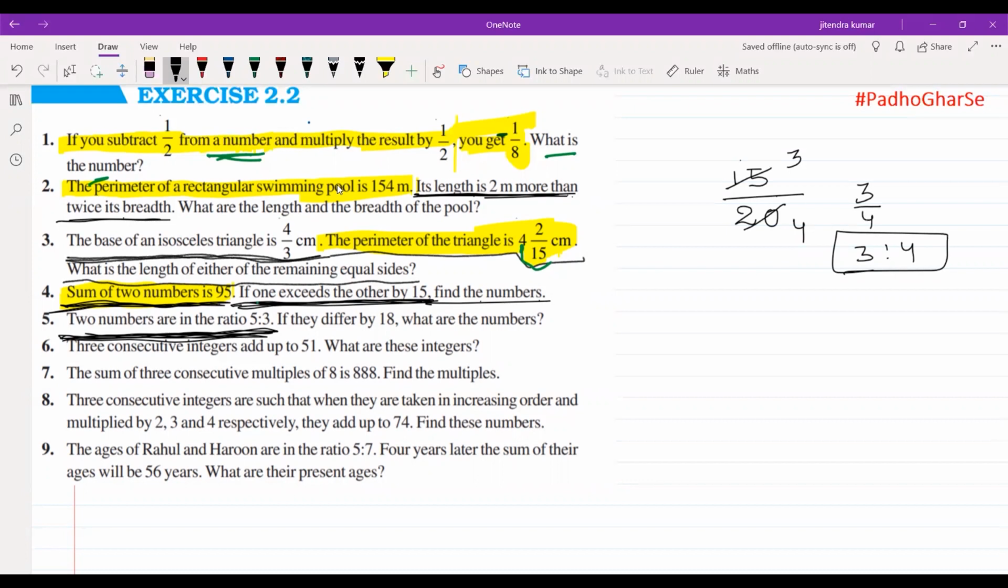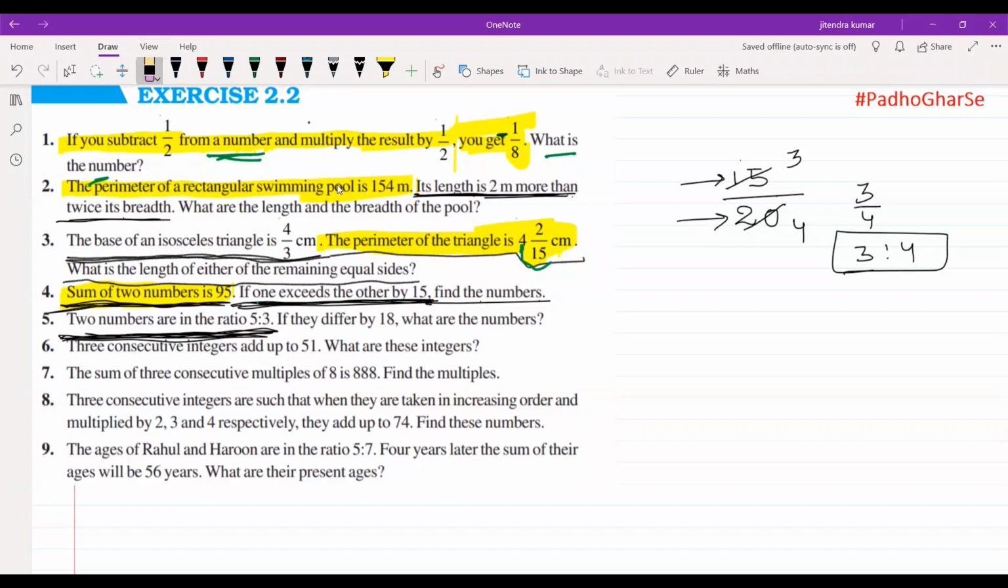I'm just explaining the meaning of ratio. I'm not explaining this question right now. I'm just explaining the meaning of this kind of question. So it's saying that we have to find two numbers whose ratio will be equal to 5:3. We don't know the numbers.